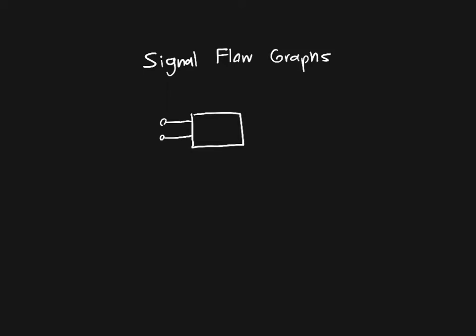So today we're going to be talking about signal flow graphs and how they can be used to analyze microwave networks. So what is a signal flow graph and why might we want one? Well, if we go back to our basics of microwave engineering, you've got, in general, a two-port network. It's characterized by a set of S parameters.